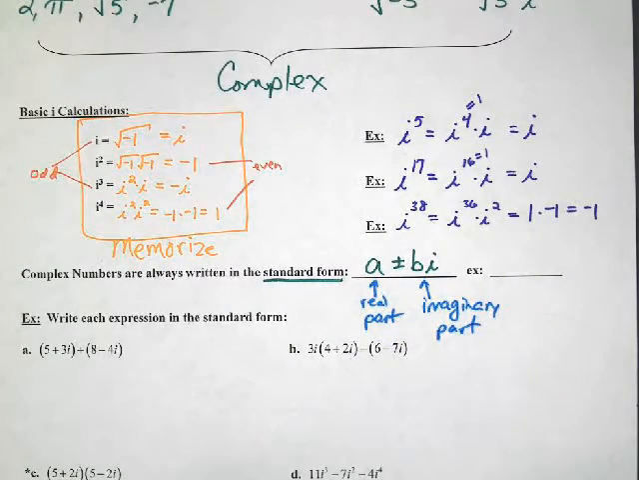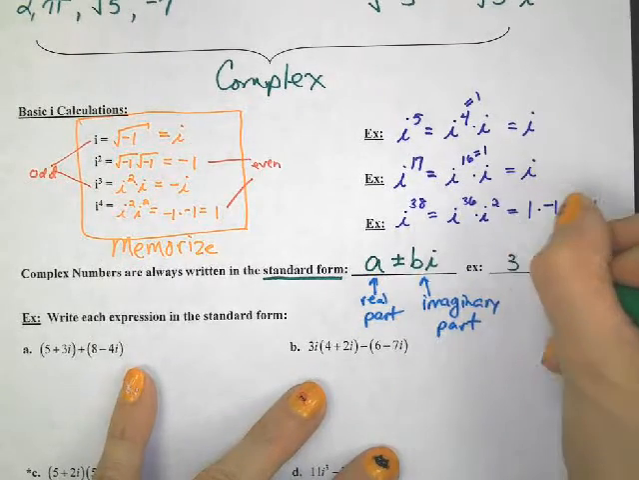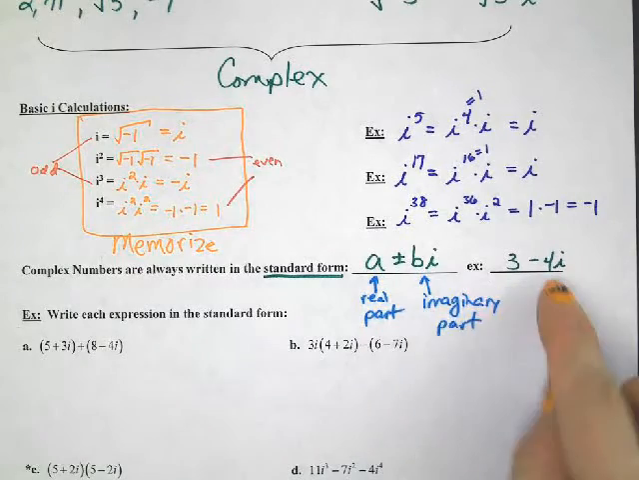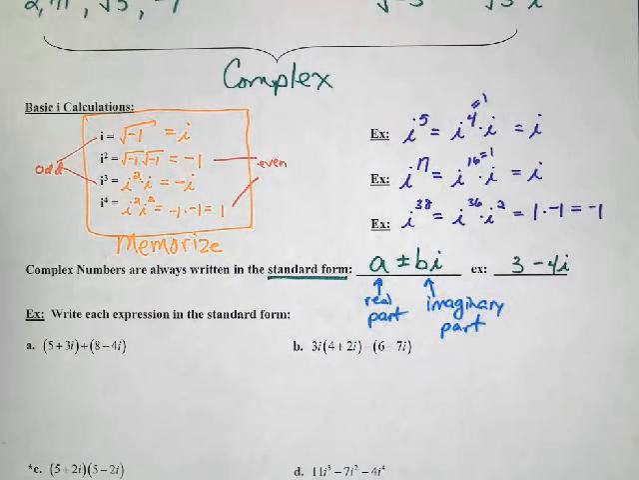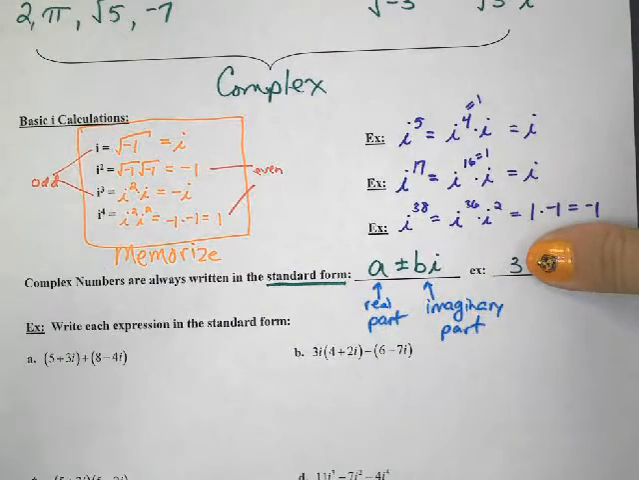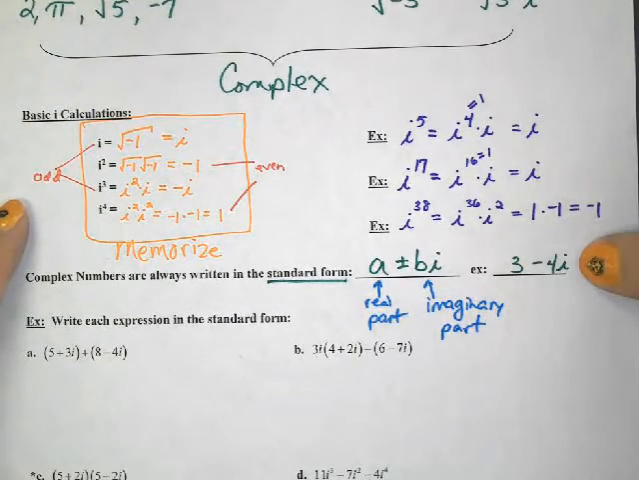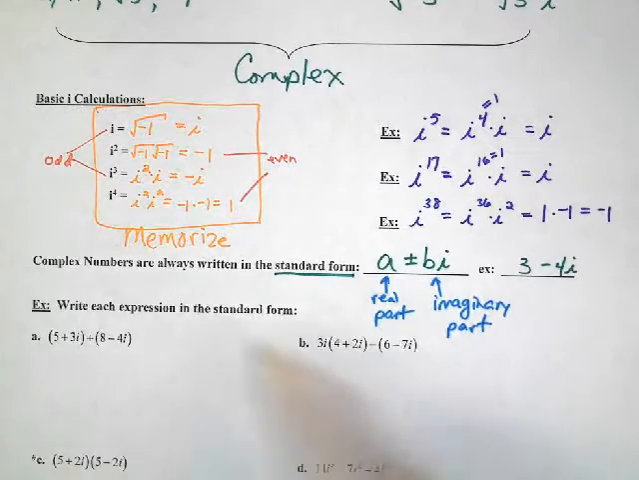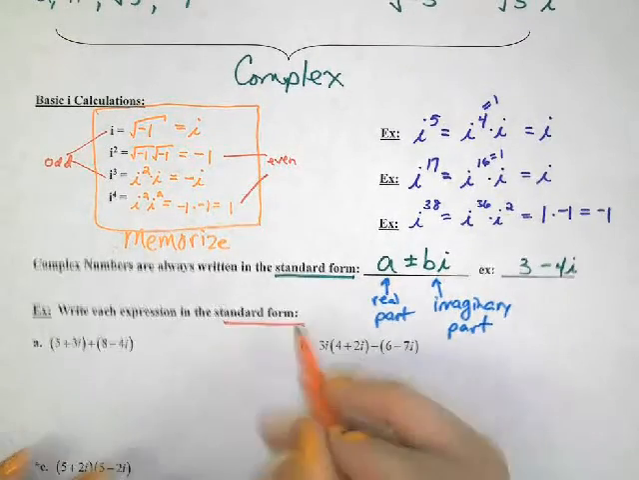For example, let's state a complex number. Here's one, 3 minus 4i. You always put the real part first and the imaginary part after. Now, up until yesterday, we didn't have any imaginary parts, so we just had 3. 3 plus no imaginary part. But today, we might have some imaginary part added onto it. Okay, so we're going to do some calculations and write these things in standard form.